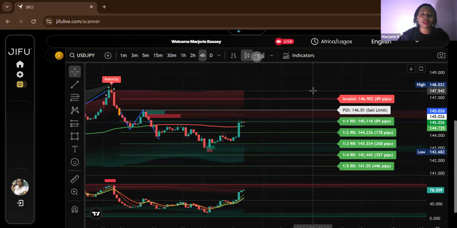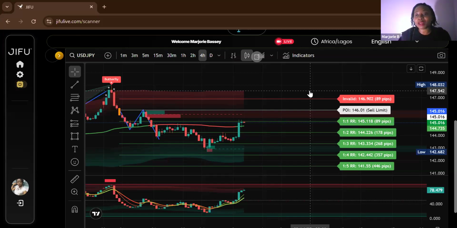Now, when you see this rejection candle, maybe you just opened the scanner and you came up, and you see the rejection candle, and then this thing plots. It is at that time. That's why it's giving you the instruction that it is a sell limit. So you go and place your entry on your MT5 or MT4. POI, point of interest, is your entry, and you carry the price that is there.